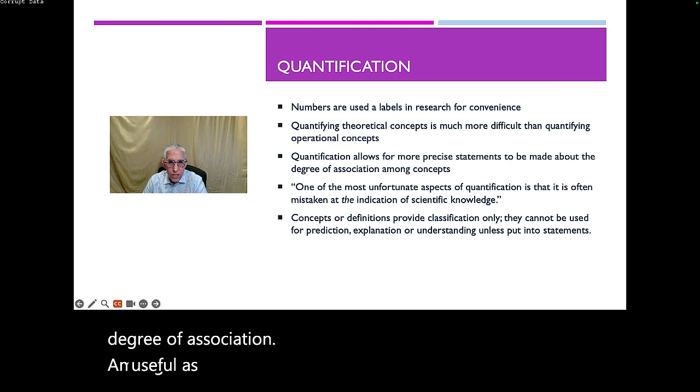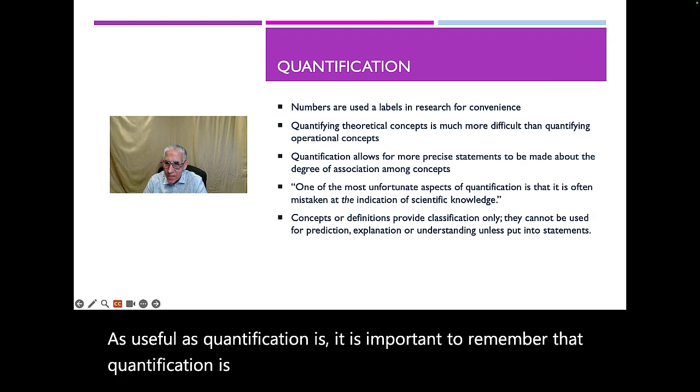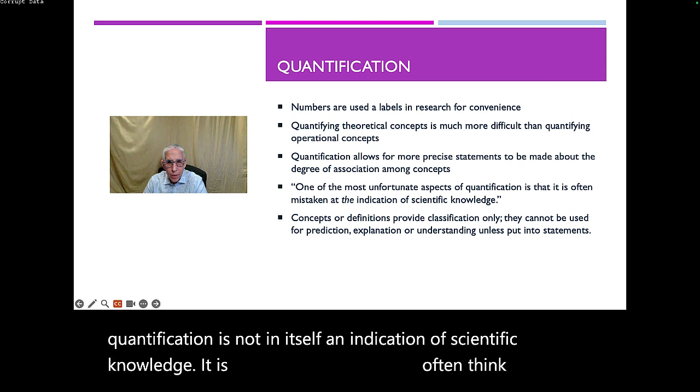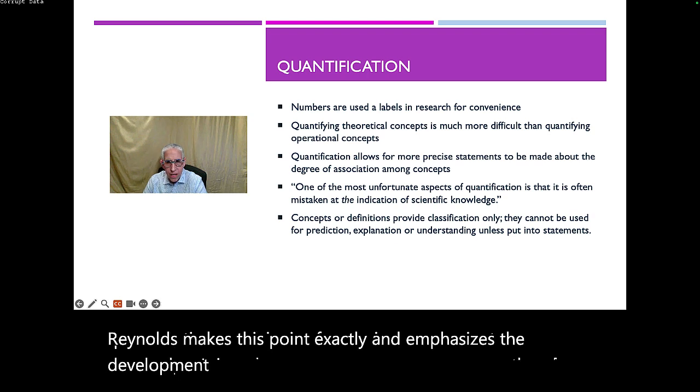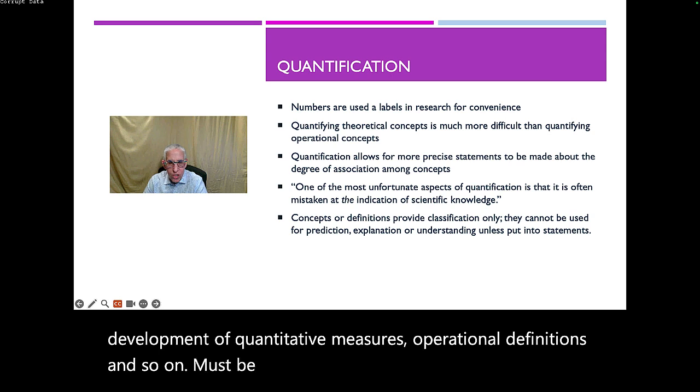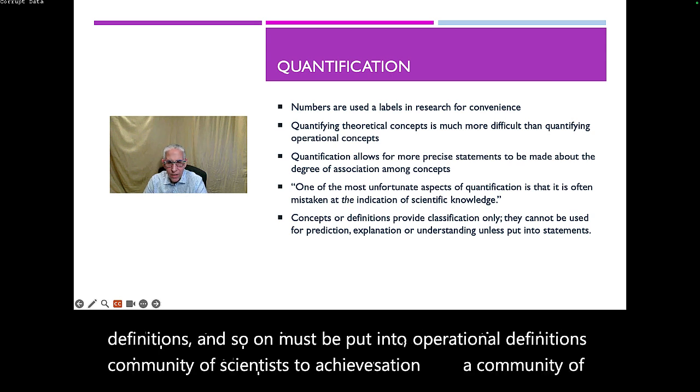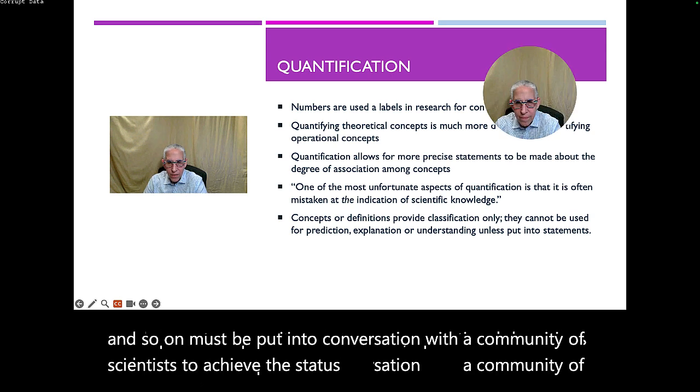As useful as quantification is, it is important to remember that quantification is not in itself an indication of scientific knowledge. It is unfortunate that people often think that if something is represented by numbers, it makes it scientific. Reynolds makes this point exactly and emphasizes that the development of quantitative measures, operational definitions, and so on must be put into conversation with a community of scientists to achieve the status of being scientific.